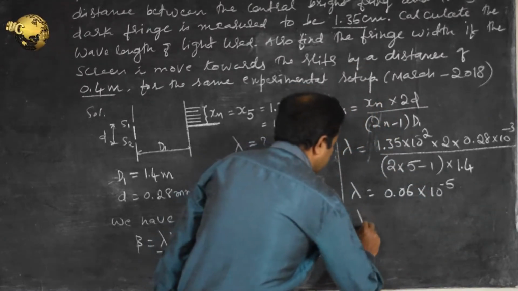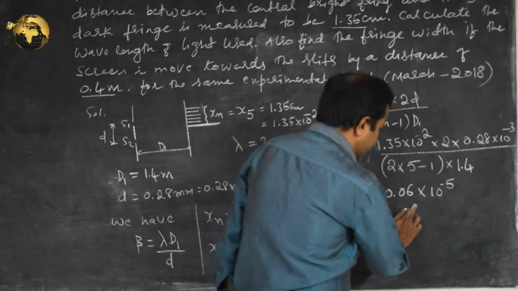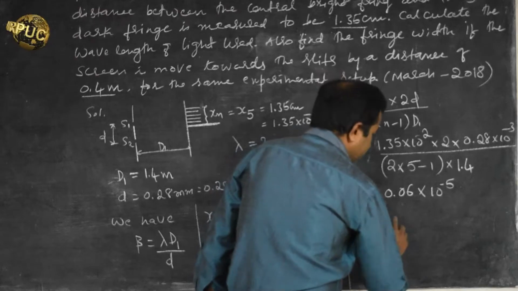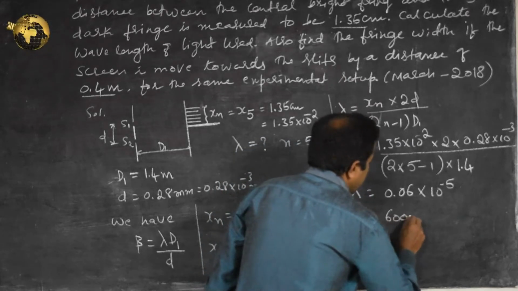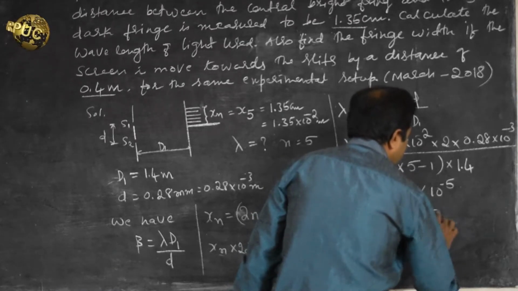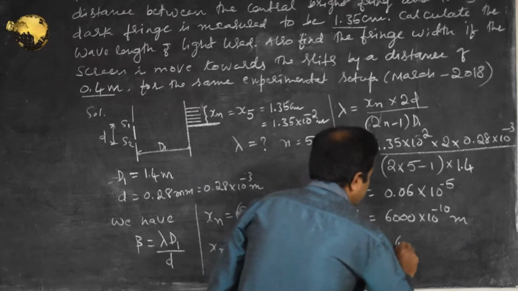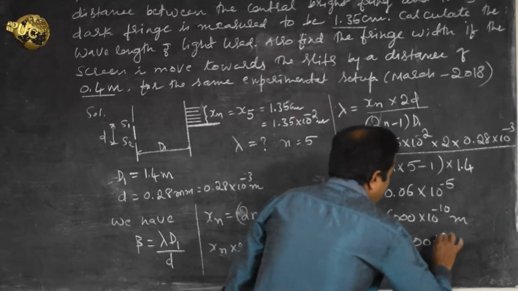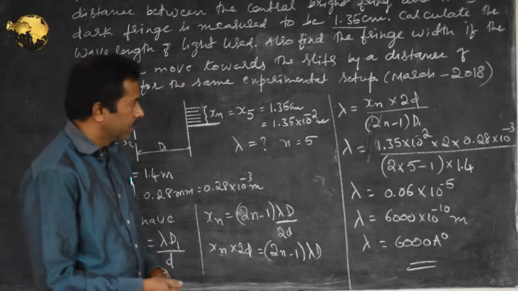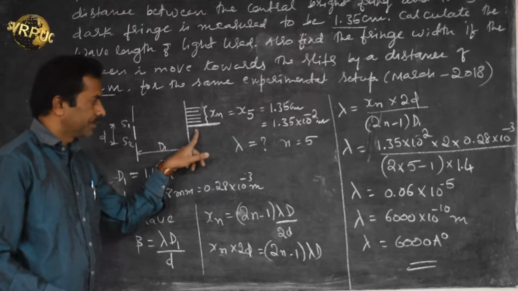So lambda is equal to, now let us move the decimal to the right side, then it will become 6,000 into 10 to the power minus 10 meter. Therefore lambda is equal to 6,000 angstrom. This is the value of the wavelength required to get this much distance.